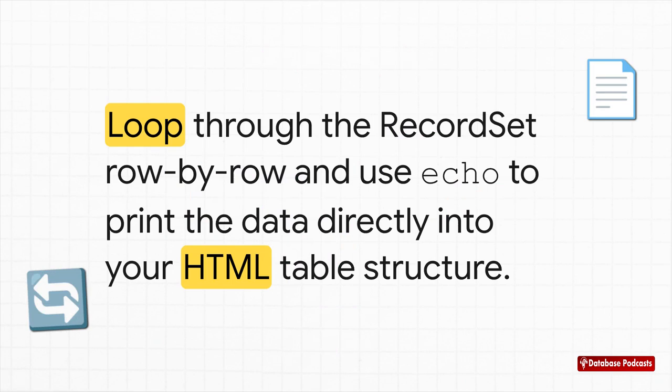The code basically goes through that record set one row at a time. For each row it finds, we use PHP's echo command to spit out the HTML for a table row, and we plug in the data from each column, like the last name or first name. The loop just keeps doing that over and over until every single record from our database has become a nice, neat row in our HTML table.